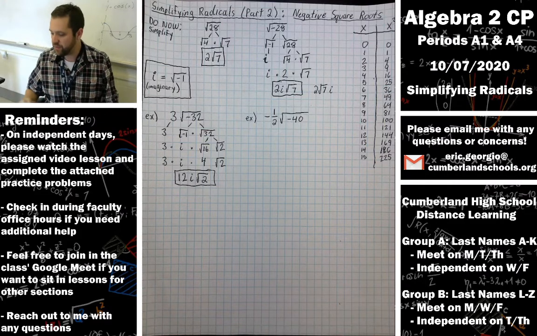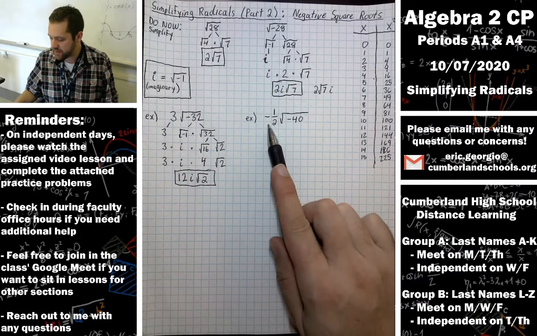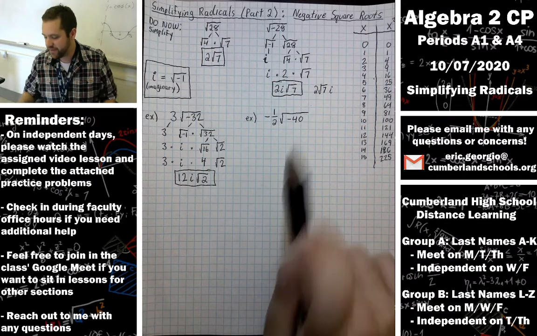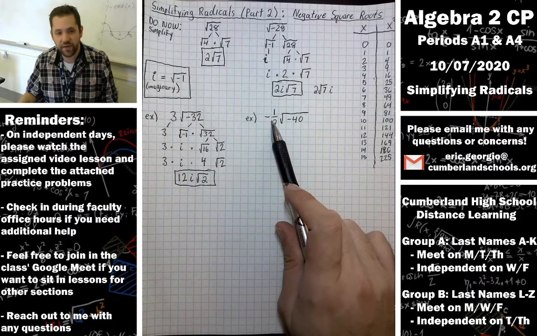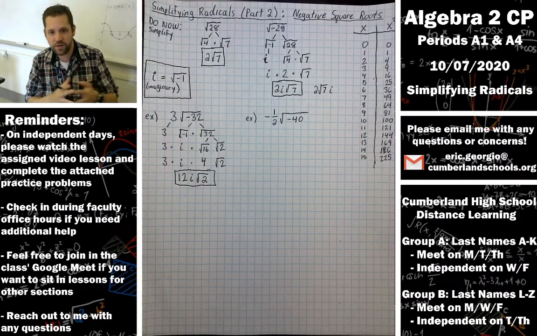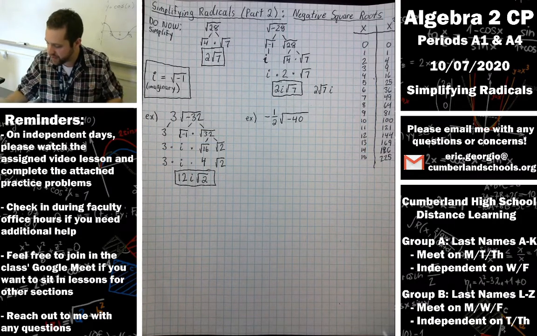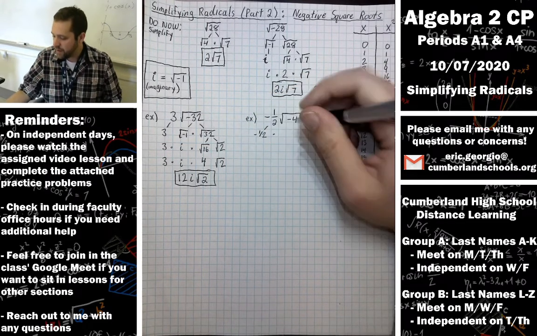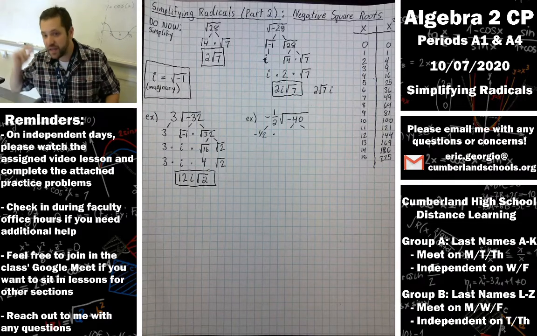One thing I want to point out with this problem is make sure that you do not say, ooh, negative times negative is going to make everything positive. Definitely not the case. This negative is inside the square root. This negative is outside the square root. Those two worlds don't mix with each other just because they feel like it. I'm going to have my negative 1/2 over here. I have the square root of negative 40.